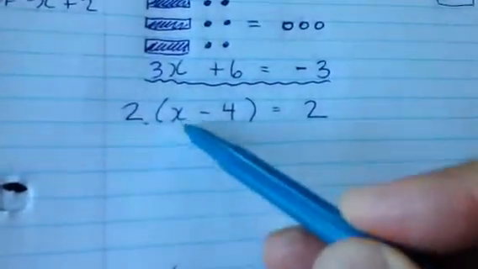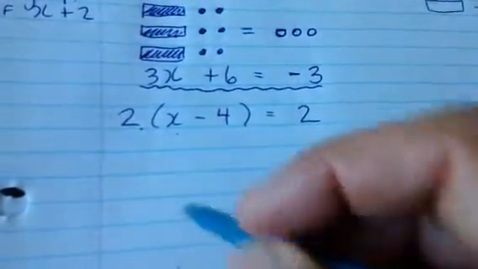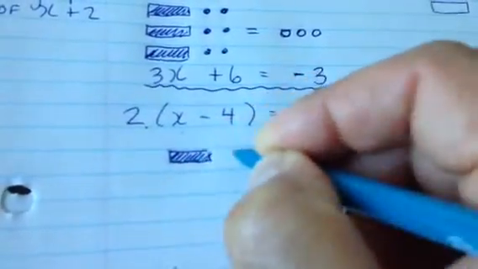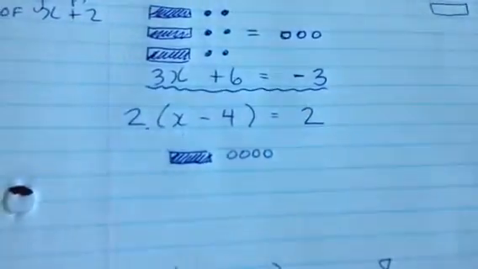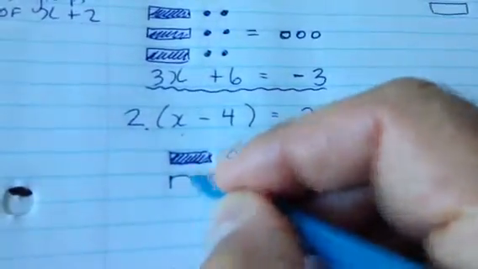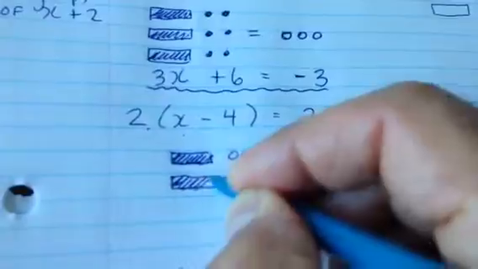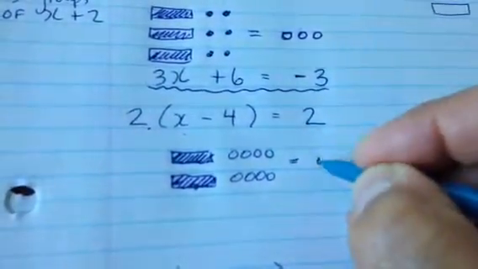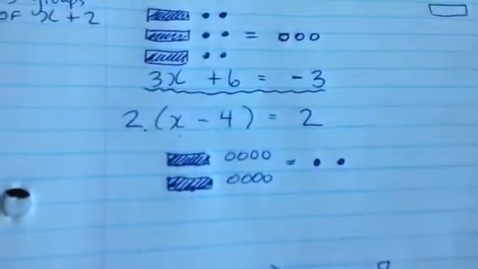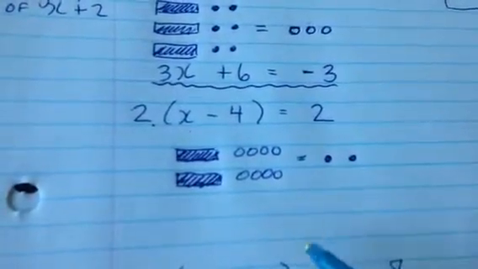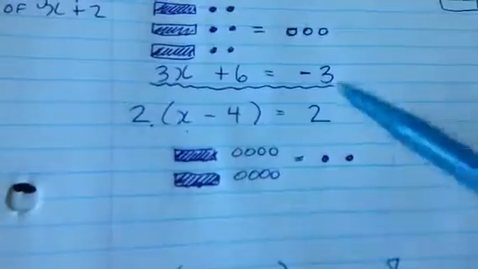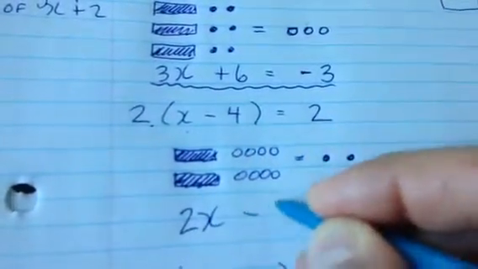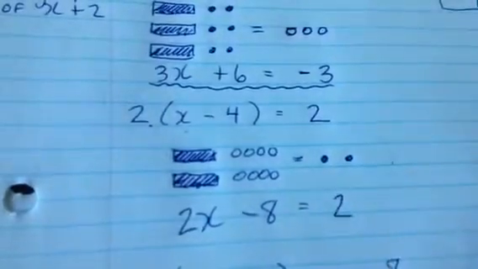2 groups of x minus 4 equals 2. So one group of x minus 4, so x is positive, 1, 2, 3, negative 4. Another group of x, because we have 2 groups of x minus 4, 1, 2, 3, 4. That equals 2 positives. Right? Now, when we simplify and put it all together, we've got 2 x's really, plus all of this, which is negative 8, equals 2.